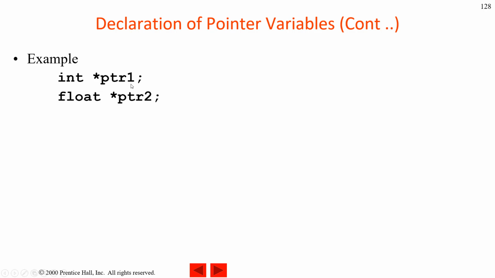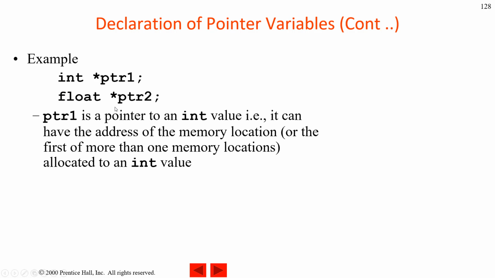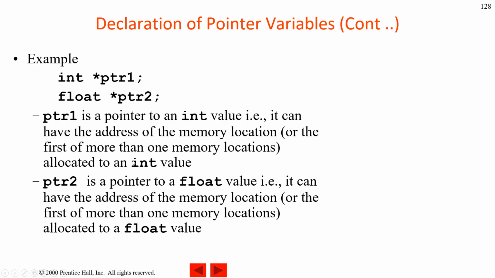So I cannot do ptr1 equal to 10, but if x is equal to 10, where x is an integer, then I can assign the address of x to ptr1. Same goes for float or any other data type. So it's a pointer to an int value. It can have the address of the memory location, or the first of more than one memory location, for instance an array allocated to int values.